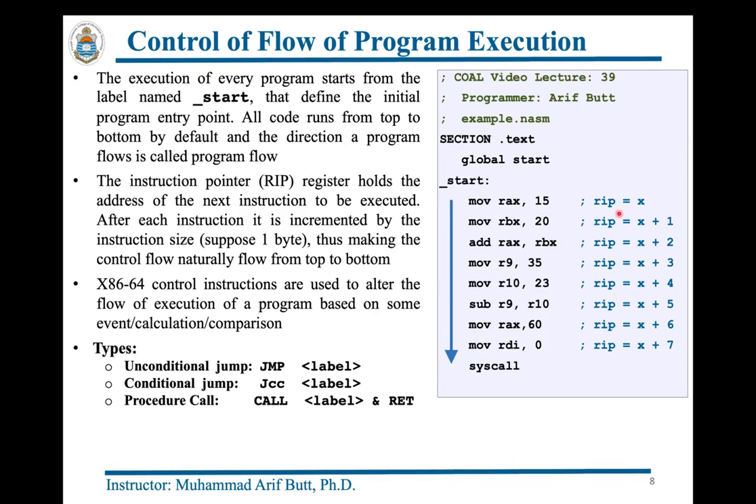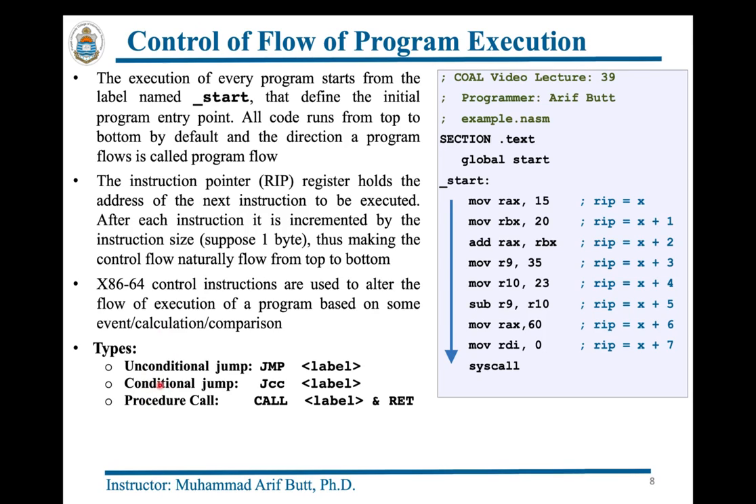Well, the instruction pointer RIP in our case holds the address of the next instruction to be executed. And after each instruction, it is incremented by the instruction size. And if I assume that the instruction size is 1, it will be incremented to, let's suppose, x plus 1, then x plus 2, then x plus 3, and so on. Well, x86-64 control instructions are used to alter the flow of execution of a program based on some event or a calculation or a comparison.